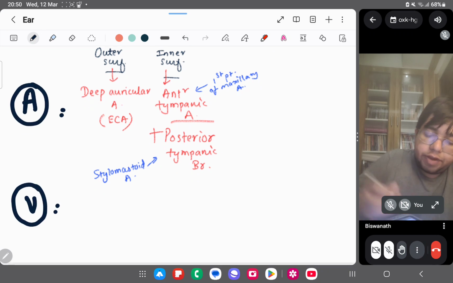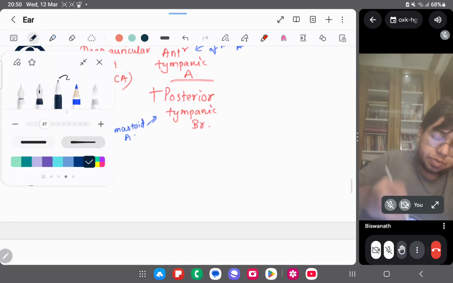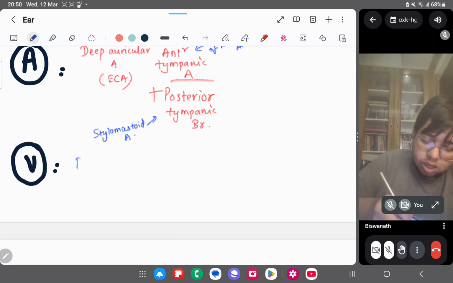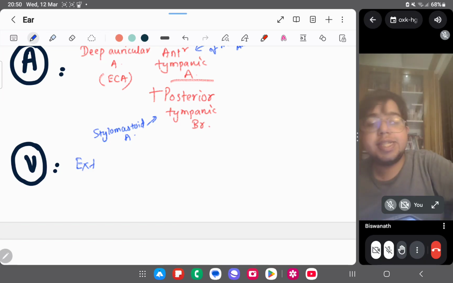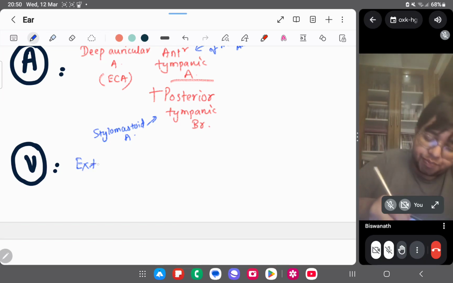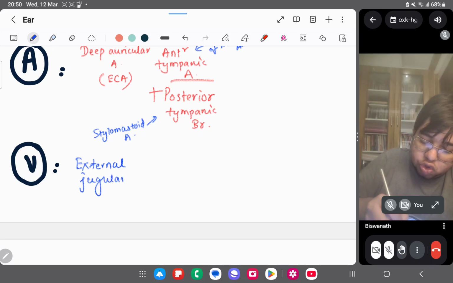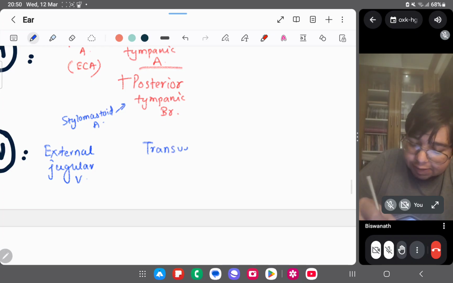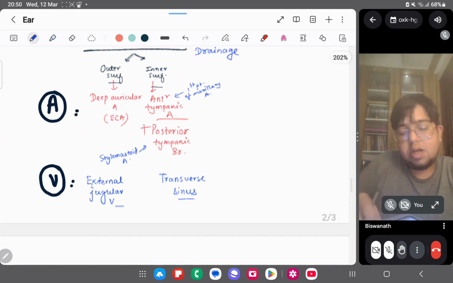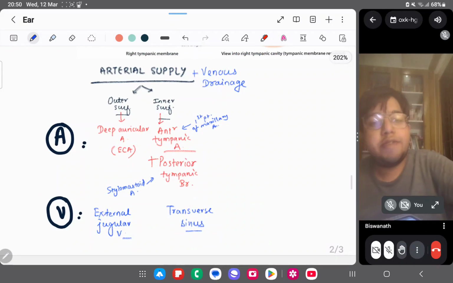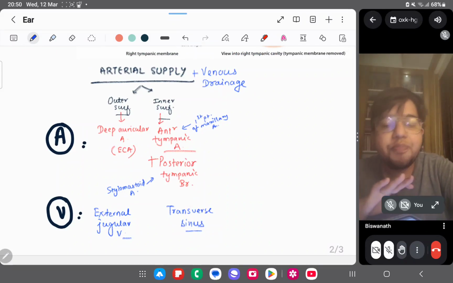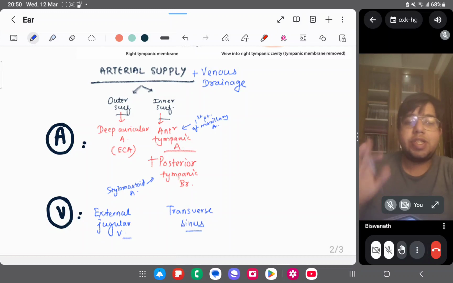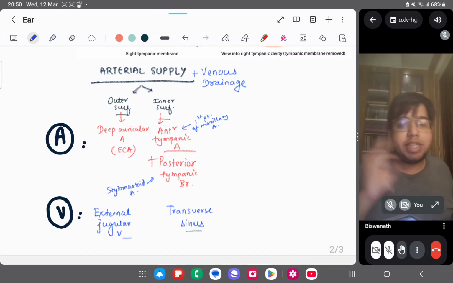And if I talk about the venous drainage, this outer surface is drained by the external jugular vein. And this inner surface is drained by the transverse sinus. Okay. External jugular vein and transverse sinus. And for lymphatic drainage, just remember preauricular and retropharyngeal lymph nodes.